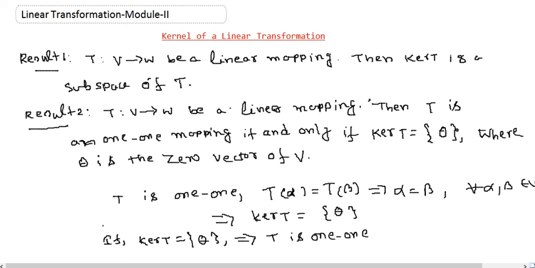So to check whether a mapping is one-to-one or not, we have to find the kernel of this linear mapping. We have to check whether the kernel of T is only the singleton set containing the zero vector of V. So we will go to the next example, where we are going to find that it is one-to-one and the kernel of T contains only the zero vector. So let's go to that example.